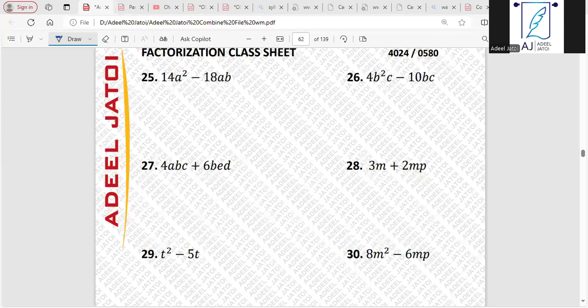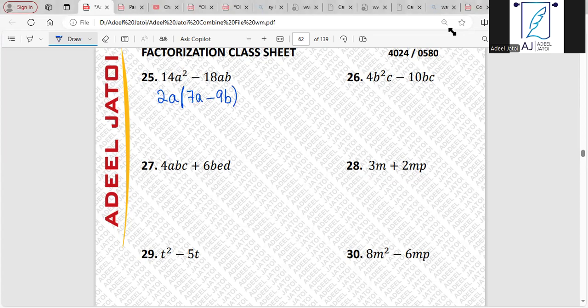So what do we see in question number 25 is 14a square minus 18ab, right? So what is the maximum number of 14 and 18 that can be taken down as common? So what we can see is 2, right? And a square and a, what is the minimum power? The minimum power of variable is a. So this is going to be 7a minus 9b. This is going to be 7a minus 9b.